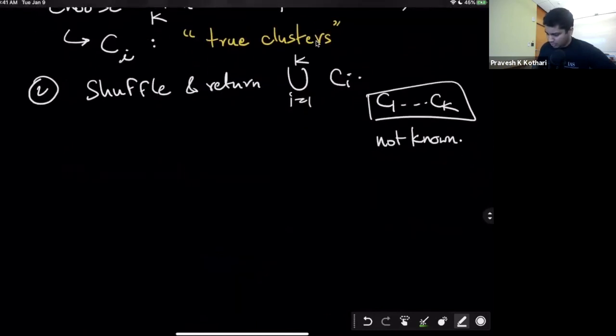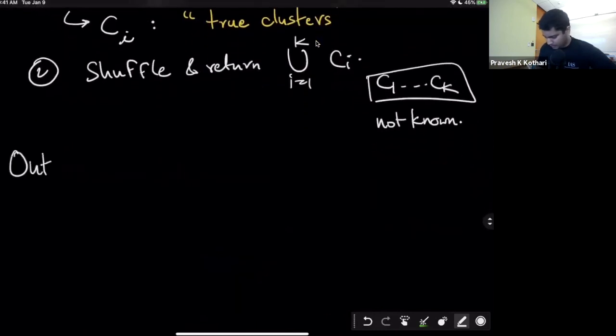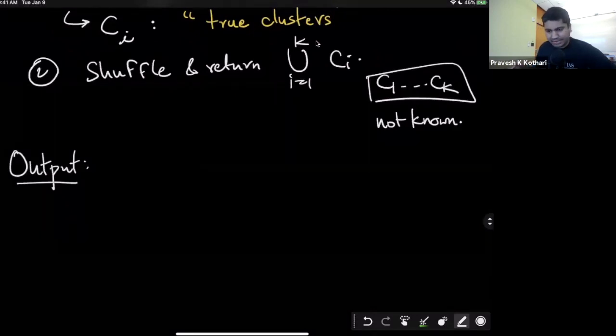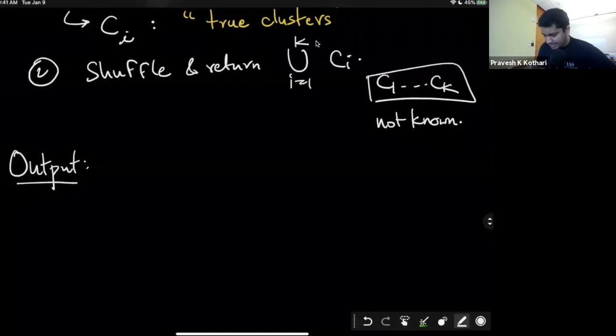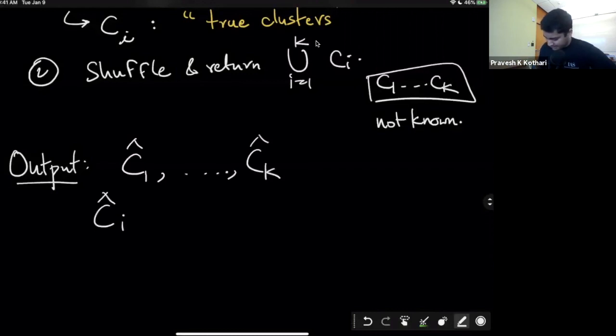And what's your goal? Your goal is to look at these n points, which I described are generated according to this probabilistic procedure, and you would like an algorithm that outputs C1 hat up to Ck hat. Think of this as a partition of the input points into k buckets so that each bucket is of size n over k.